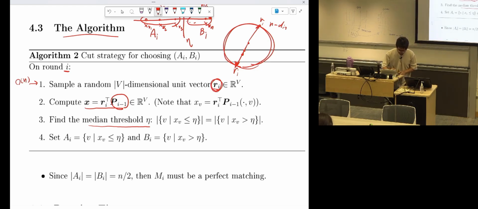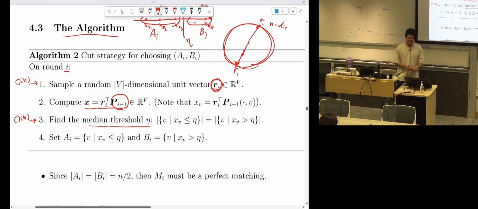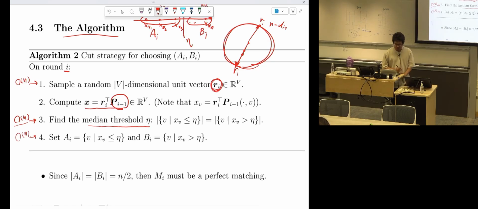And this part, choose a median. You can sort all the x's and then you pay n log n. But if you want just a median, you could actually do it in linear time. There is a nice algorithm to do this. You can learn it. But we don't really care whether you pay n log n or n. Okay. And then this is also linear time. That's clear because you can just compare all the x values with eta. So the only thing that is not clear is this.